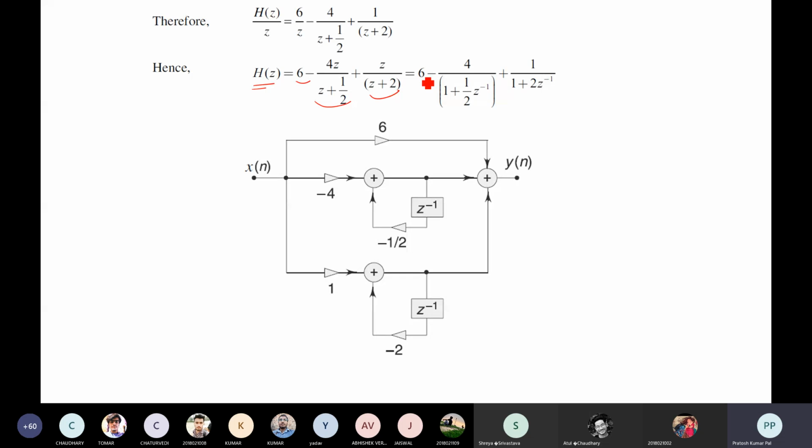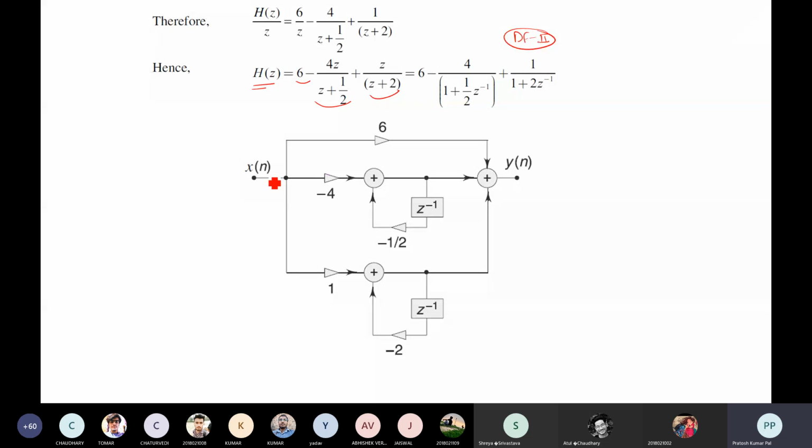So we will proceed with the designing, or the realization. We will realize this in terms of hardware. Each term will be realized in terms of direct form 1 or direct form 2. We can use either method, but we will basically follow direct form 2 only, because it requires fewer memory elements.